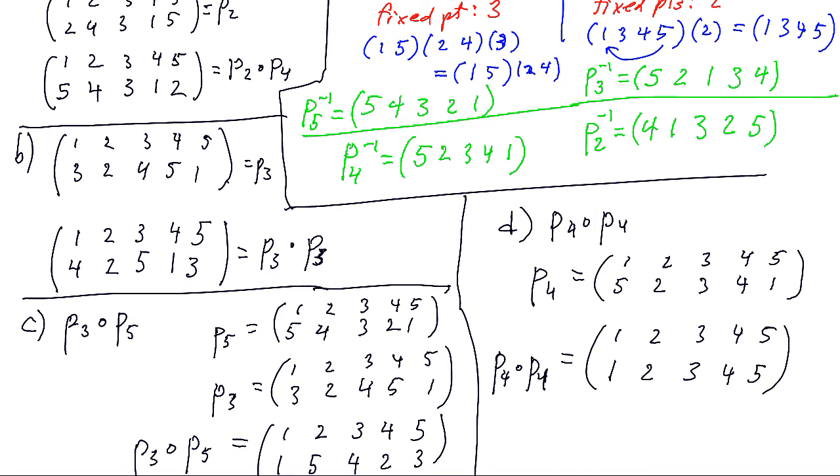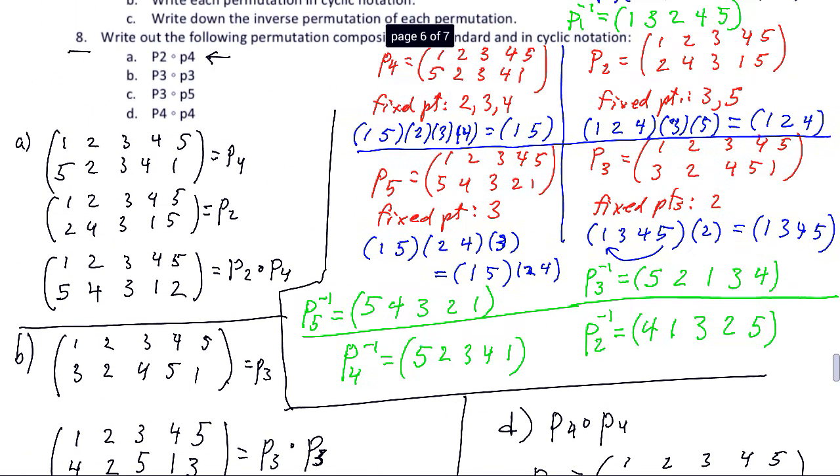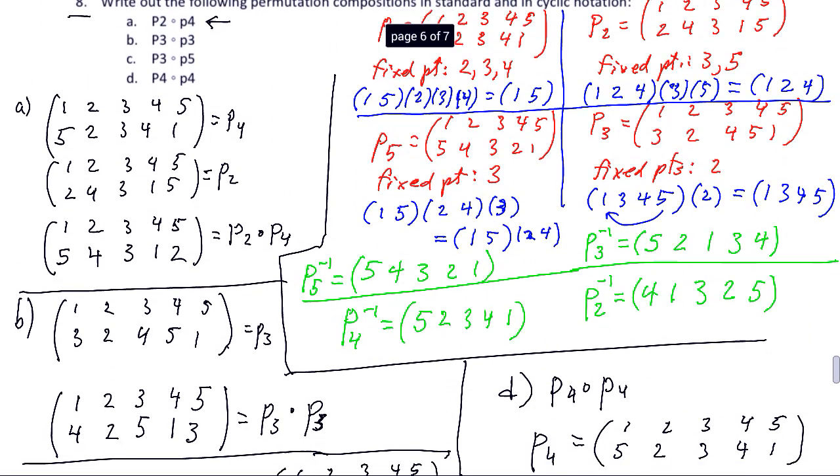Hey, P4 composed with itself is the identity element, or the identity permutation. Leaves everybody fixed. Okay? And so that's problem 8 here. Permutation composition. Hope that helps.